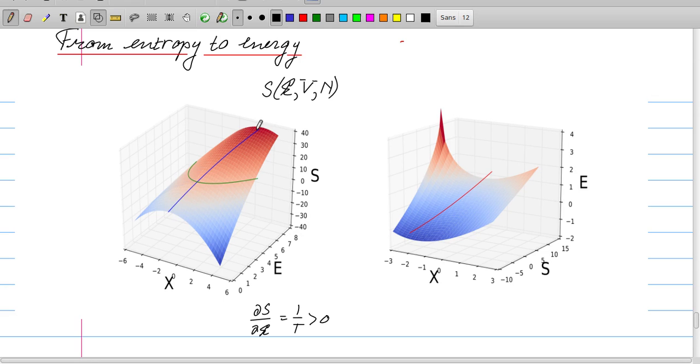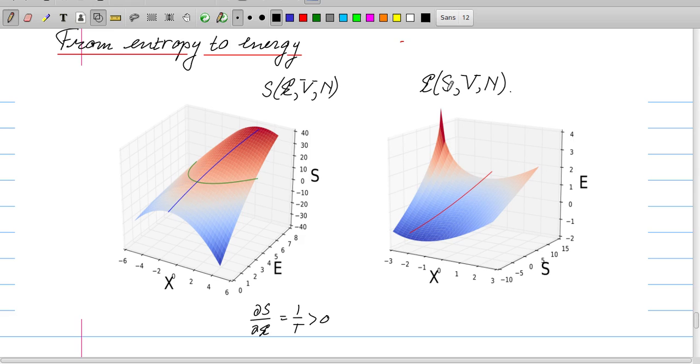And the blue line represents all the equilibrium points. Those are the points for which S has reached its maximum as a function of x, and if we have a fixed amount of energy, then the point on the blue line that we cross, that is where the equilibrium situation is. And what we want to do now is invert this function in order to obtain a function representing the energy as a function of entropy, volume and particle number. We can do that because the entropy is a monotonically increasing function of the energy.